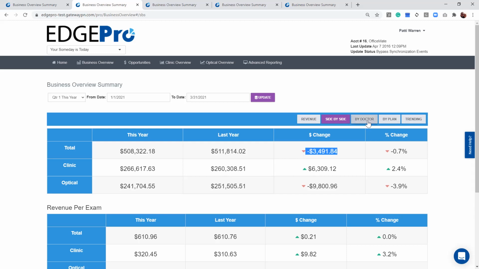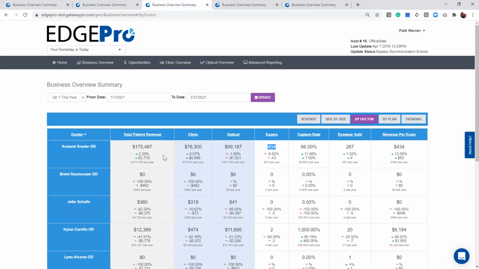The next one on here is the by doctor page. Now, this is a page where we can see all of our revenues divided out by our doctors. The doctors are over here on the left. Here's our key things we're tracking right up here across the top. This is our total patient revenue, and we've got it for the clinic and for the optical.